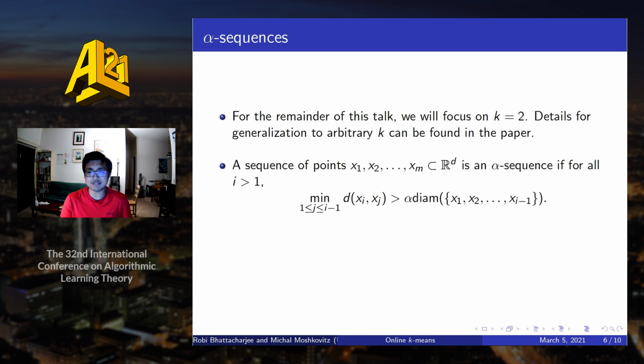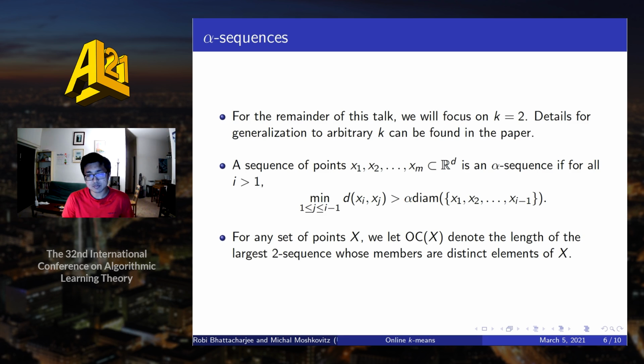A sequence of points is an alpha sequence if it essentially behaves like the previous example, meaning that the distance between each subsequent point and the set of points that came before it, the left-hand side of the equation, is larger than alpha, where alpha is some constant larger than 1, times the diameter of the previous set of points. So this is essentially a set of points that spreads out further and further. And of course, it can be an arbitrary set of points in R^d. For any set of points x, we're going to let OC of x denote the length of the largest 2 sequence whose members are distinct elements of x. We just picked the number 2 arbitrarily.